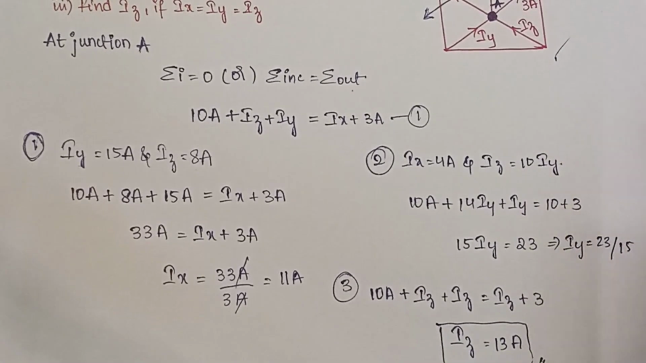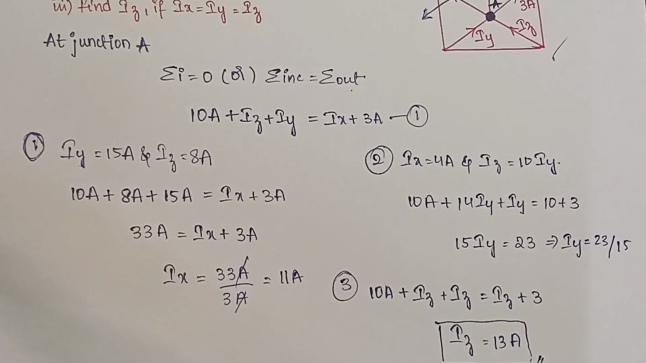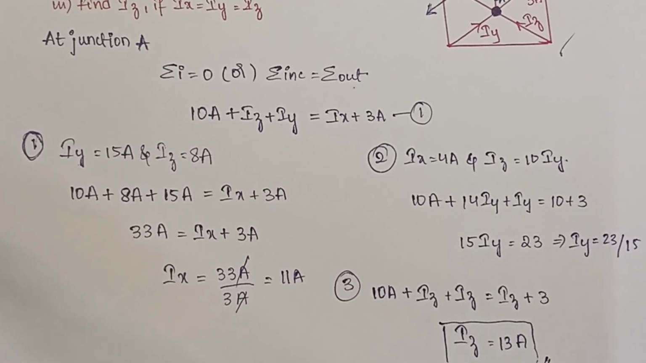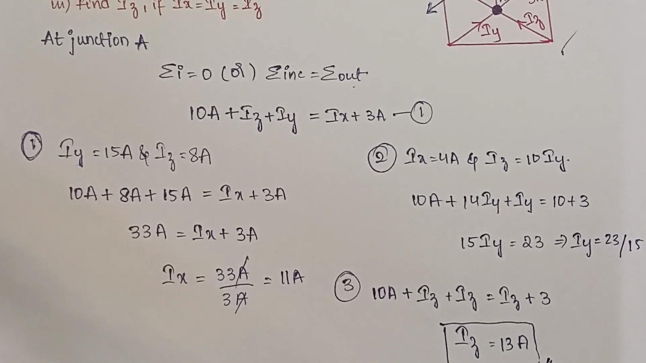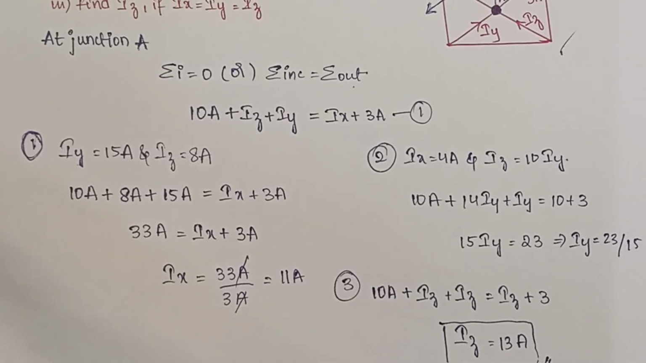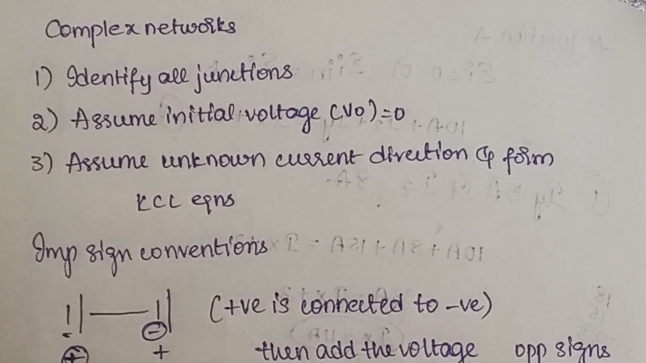This is a very simple problem, so you are doing it in this way. If you are having some voltages and resistances given in the circuit, then how will you do it? There are certain rules to complete the problem. Now I will tell you the rules also. So these are the rules.